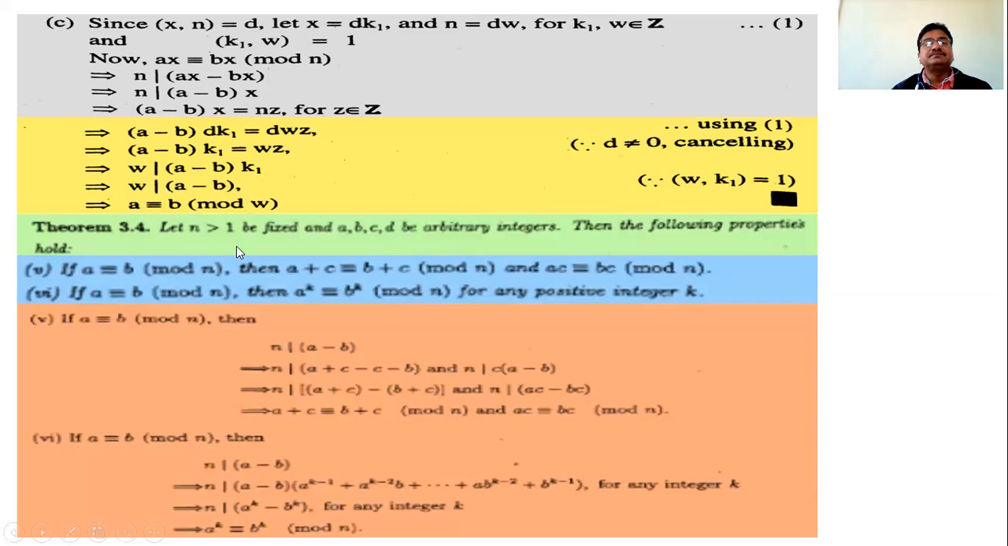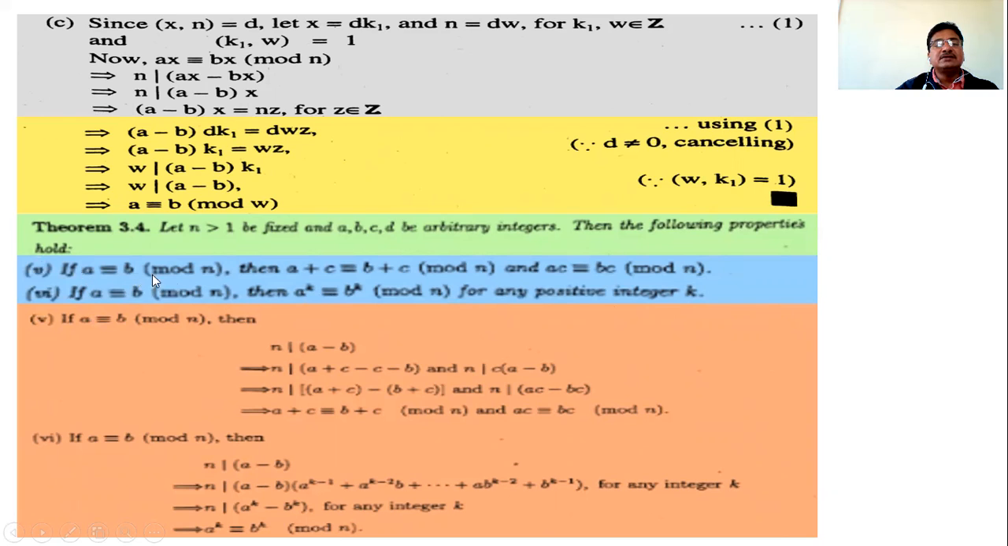Then the next theorem: if n is greater than 1 and fixed, and a, b, c, d are arbitrary integers, then the following properties hold. If a is congruent to b modulo n, then a plus c is congruent to b plus d, and ac is congruent to bc modulo n. And if a is congruent to b modulo n, then a raised to k is congruent to b raised to k modulo n. So first, the proof of the first theorem, this theorem number 5.